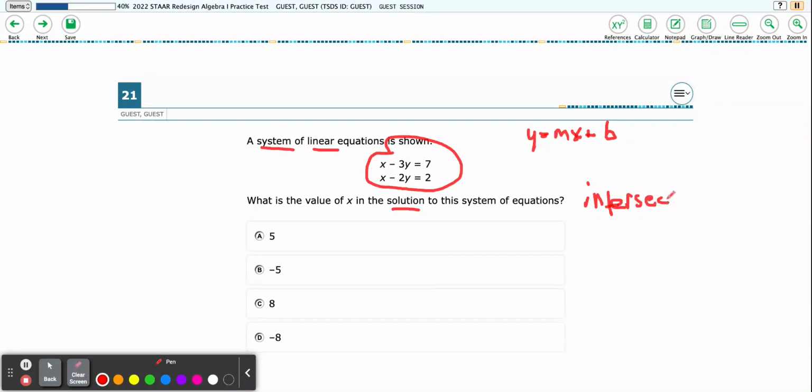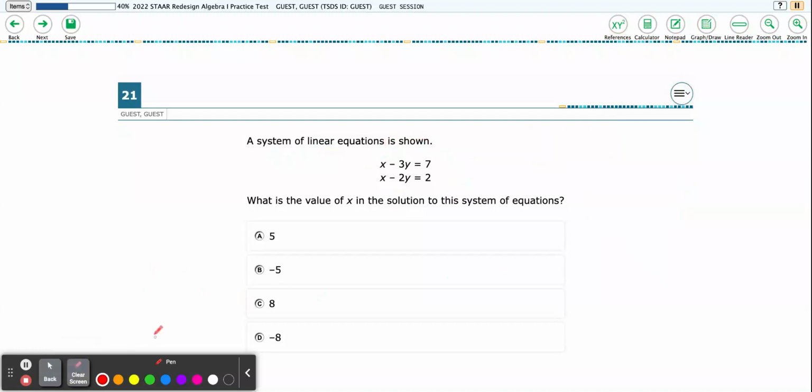And I know my handwriting is sloppy, but I'm writing with my mouse. So let me clear that writing out. So we're going to have, we want to find the x value in the solution. So we want the x value of the coordinate where they cross.